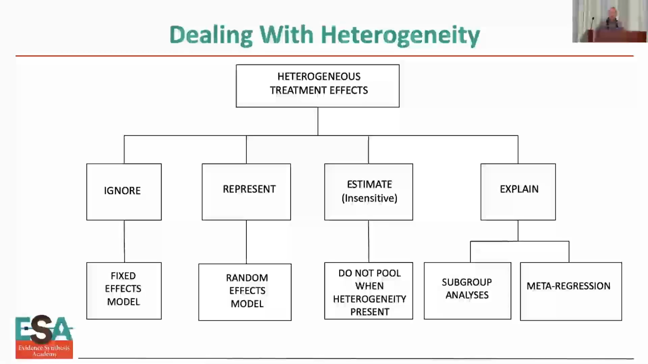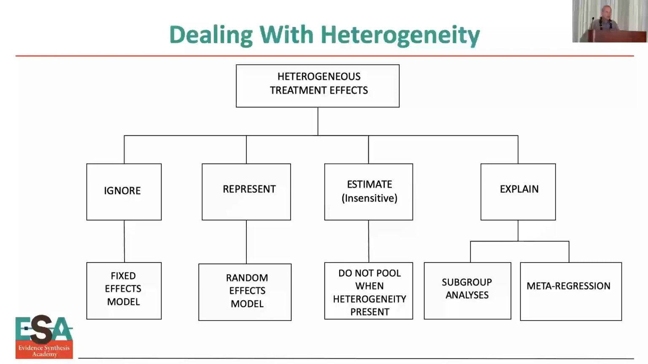So how do we deal with this heterogeneity? So we have heterogeneous treatment effects. We saw that in the beta blocker example. Some of the studies were positive, some were negative. What do we do? Okay, so one thing we can do is just ignore it. And so we can use what's often called a fixed effects or a common effects model.